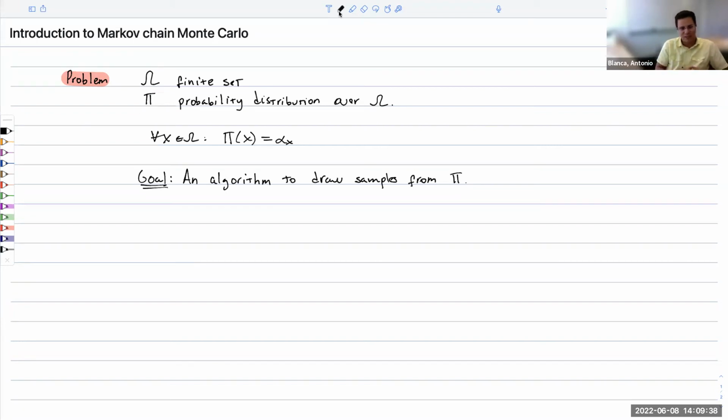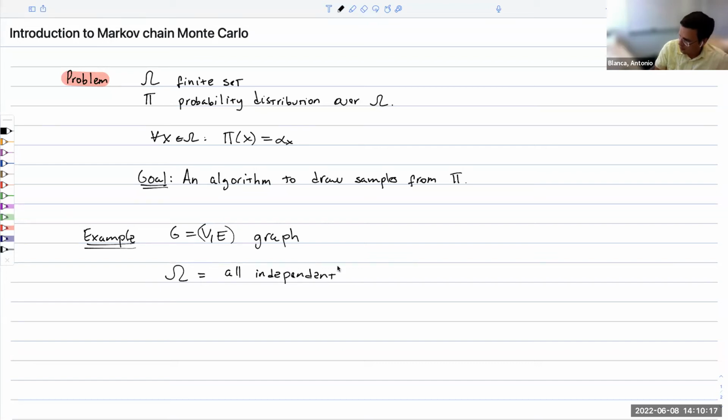Things get more interesting when this set is huge, and sometimes we don't even know the probabilities exactly. We have an implicit definition of the distribution, but not an explicit definition. So let me give you a concrete example here. Now, suppose that we're given a graph, and let us consider the set of all the independent sets of the graph. So now we define this set. It's all independent sets of G.